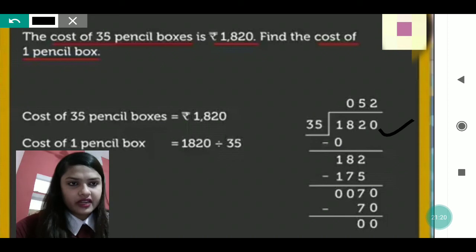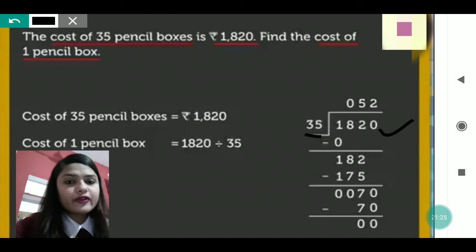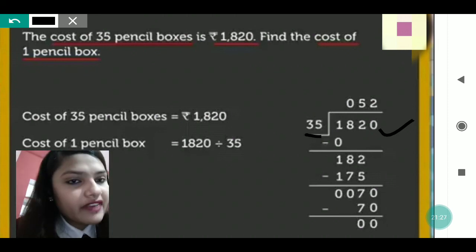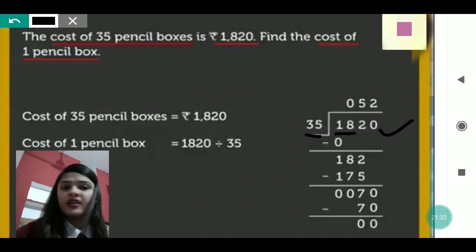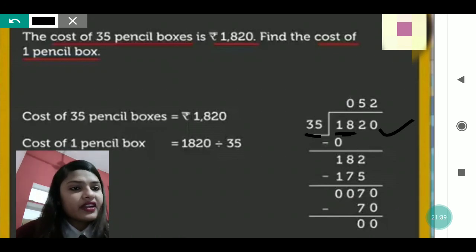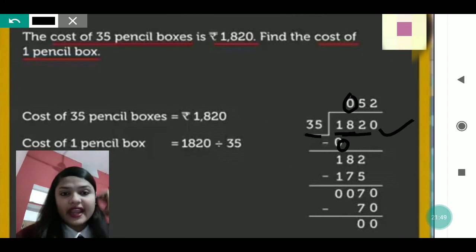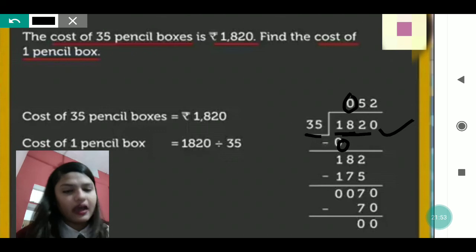1820 I have written in the dividend column, and 35 I have written in the divisor column. Now I have to divide. So the first two numbers I will take from the dividend, that is 18. Is 18 divisible by 35? No, 18 is not divisible by 35, as 18 is lesser than 35. So what will you do in that case? We will take three numbers. We will put 0 at the quotient column. We will write 0 just below 18, and we will take 1 and 8 down.